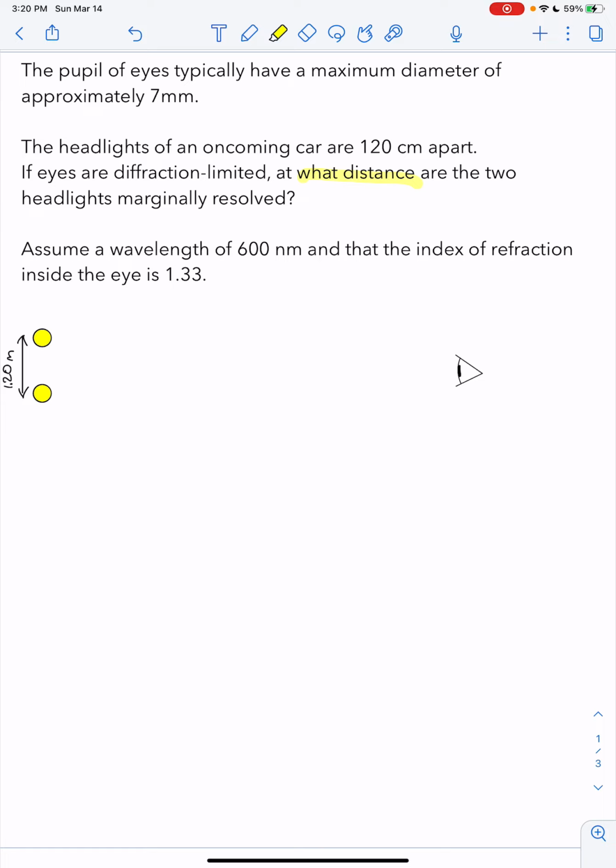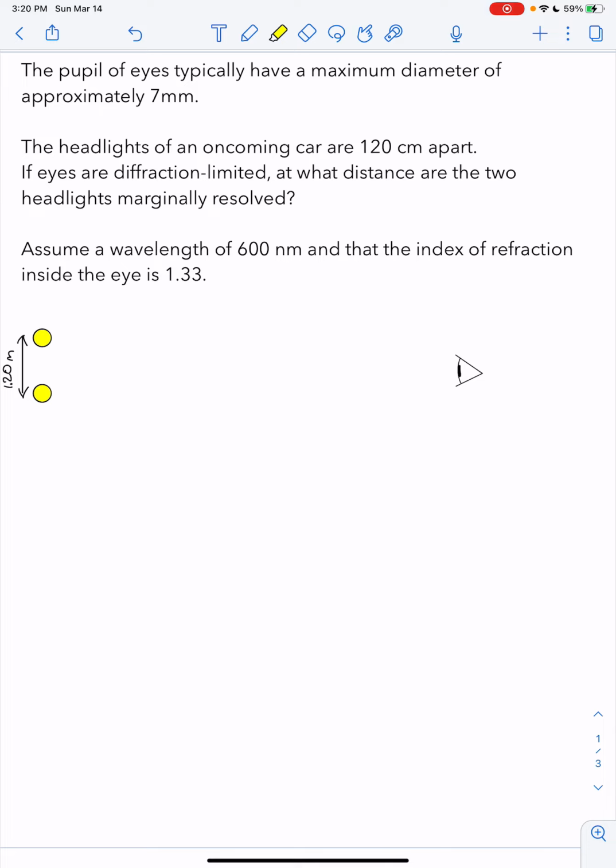So that means that we can tell that there are in fact two sources of light, not just one. At a certain distance away, you'll just see one light. But as it gets closer and closer, eventually you can tell, oh, there's actually two.